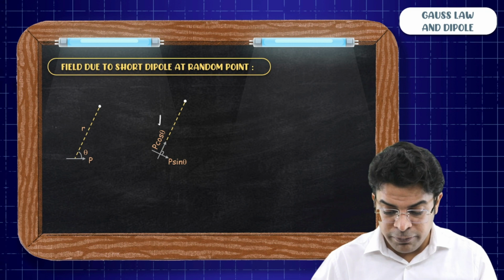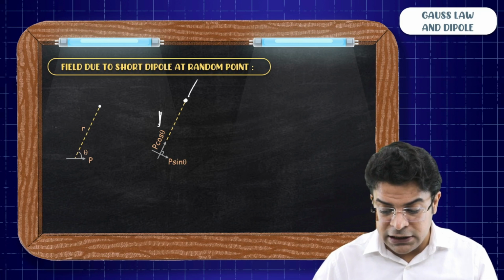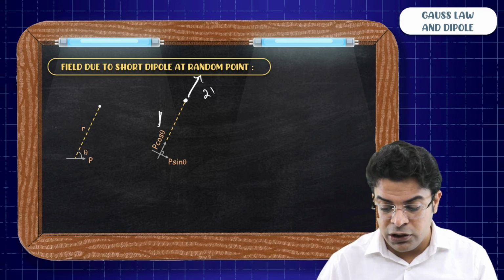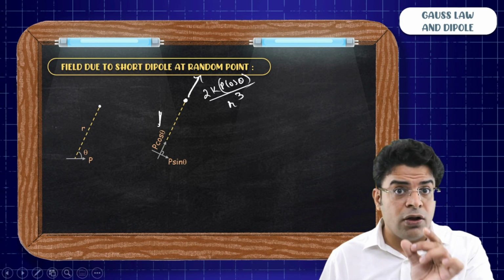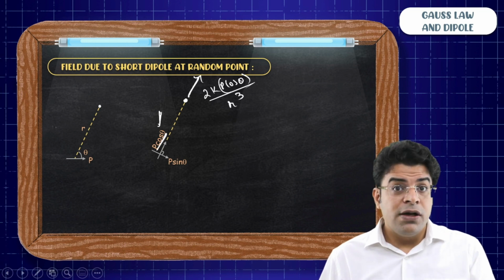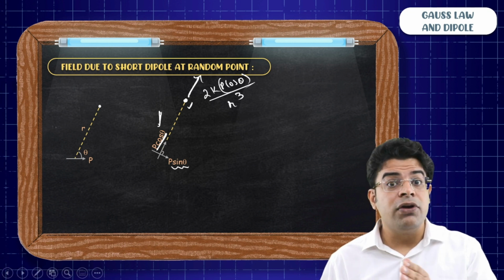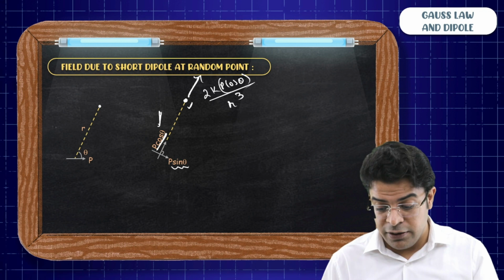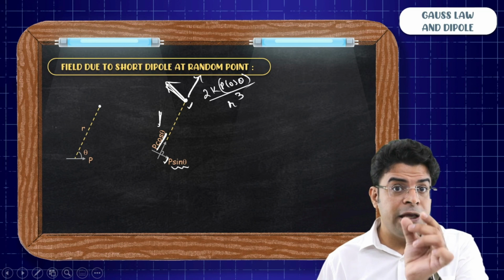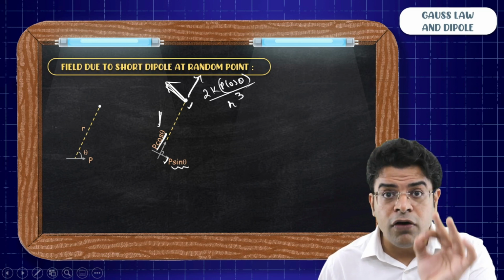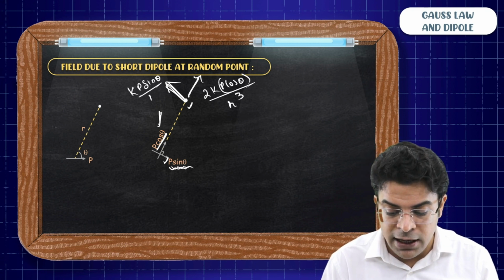So because of P cos theta, at this point there will be an electric field in the direction of the dipole, and this electric field will be 2k into P cos theta upon r cube, as the strength of the dipole moment is P cos theta. While because of P sin theta, for which this point is an equatorial point, the direction of electric field will be opposite to the dipole moment, and the strength will be kp by r cube, where the magnitude of dipole moment should be substituted as P sin theta. So you get kp sin theta by r cube.